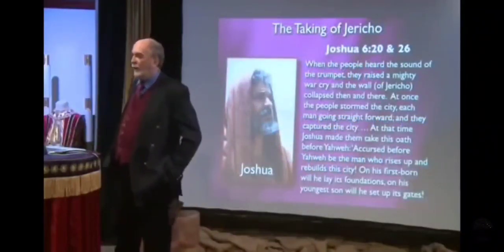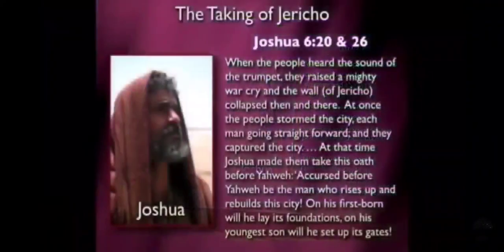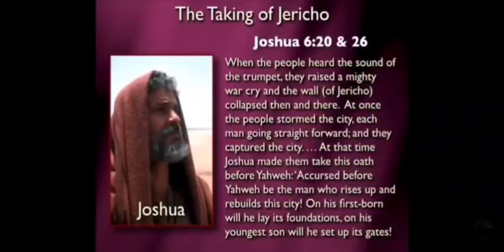Joshua 6:20 and 26. When the people heard the sound of the trumpet, they raised a mighty war cry, and the wall of Jericho collapsed then and there. At once the people stormed the city, each man going straight forward, and they captured the city. And at that time Joshua made them take his oath before Yahweh. Accursed before Yahweh be the man who rises up and builds this city. On his firstborn will he lay his foundations. On his youngest son he will set up its gates.